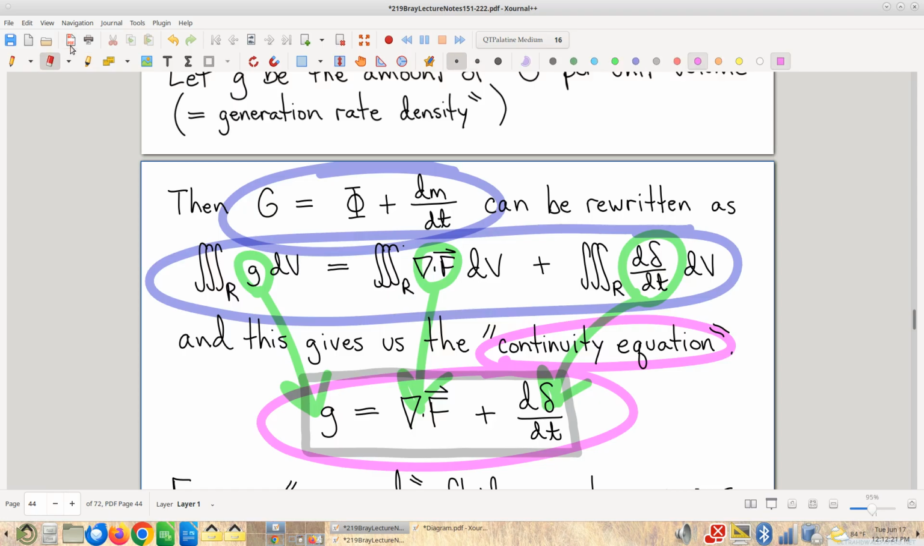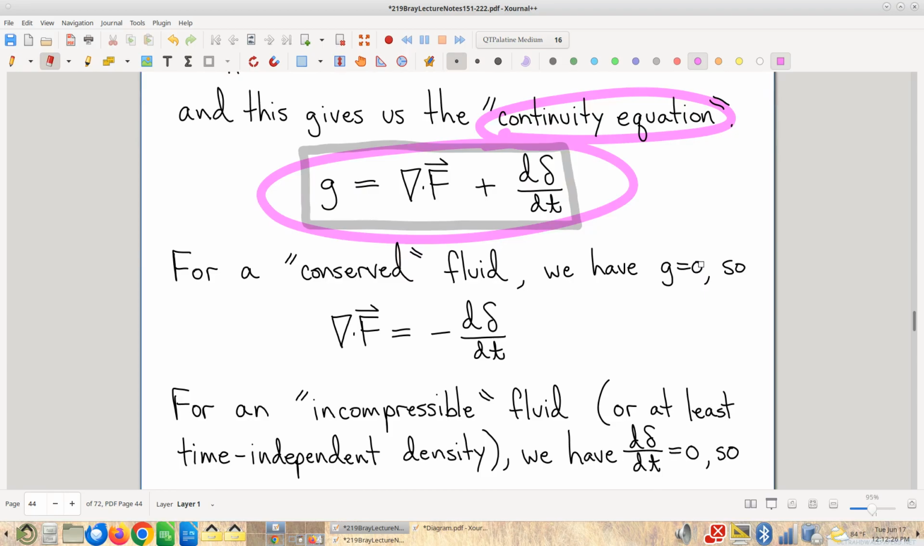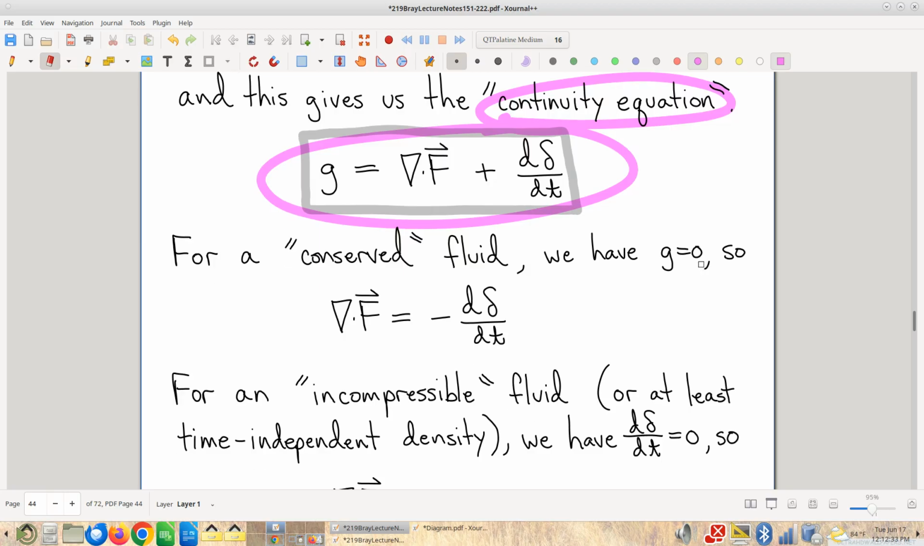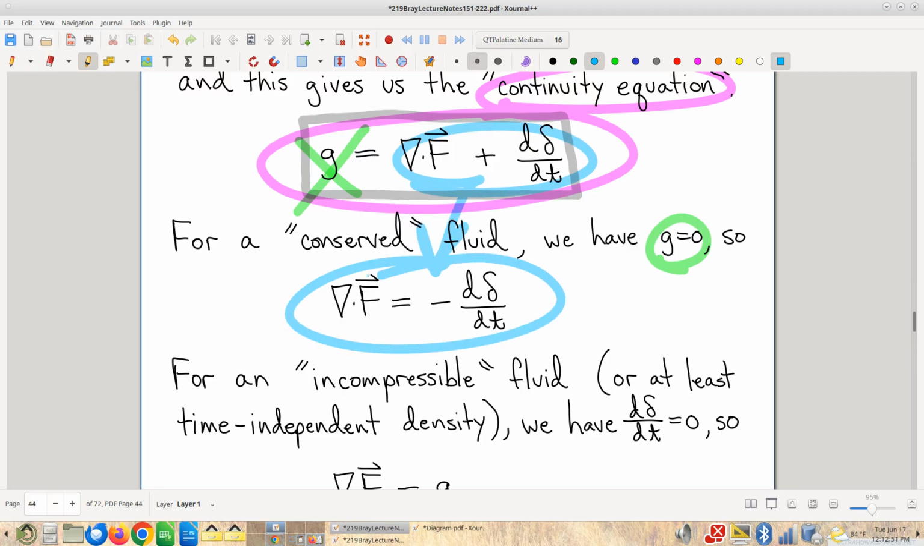So this is what tells you how to make sense out of divergence depending on what the nature of your fluid is. And some easy special cases. We've already talked about two of these special cases. If there's no fluid being generated, that's our expanding gas example. If there's no fluid being generated, well then the continuity equation tells you what we already knew, that divergence is the negative rate of change in density.